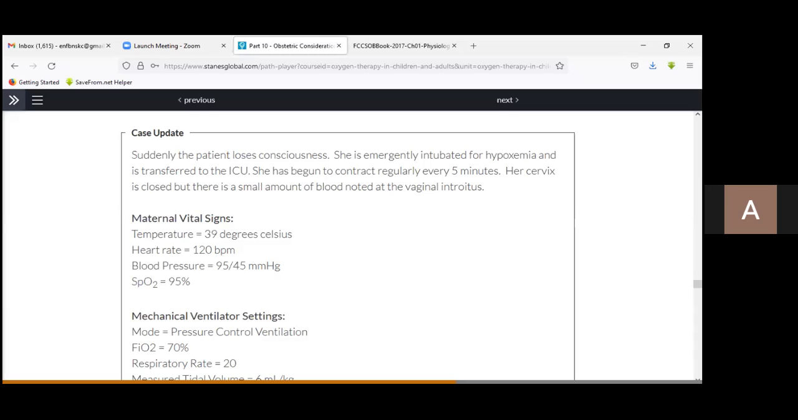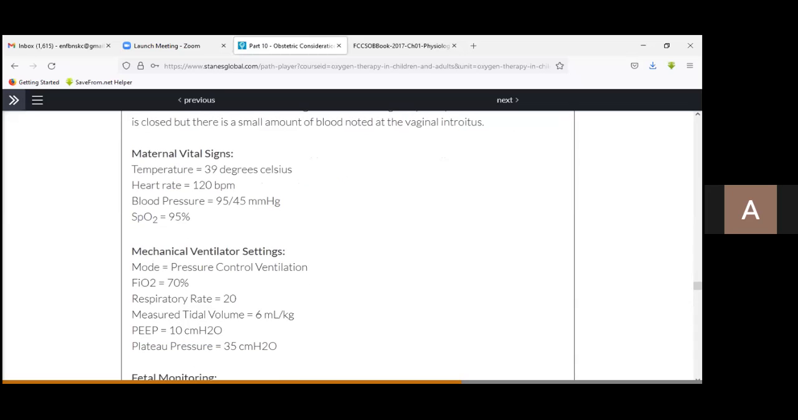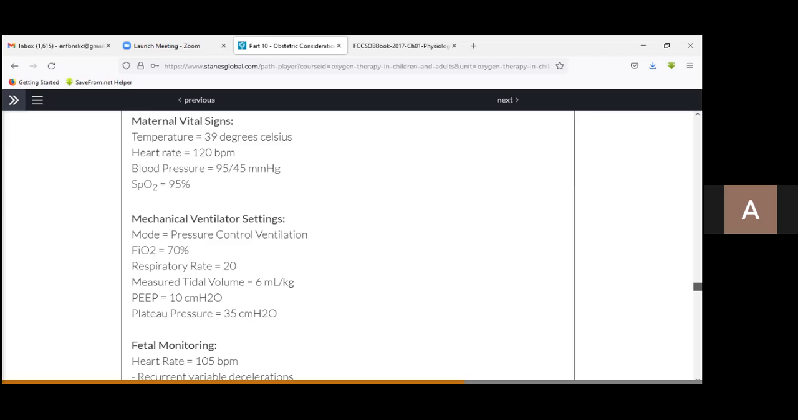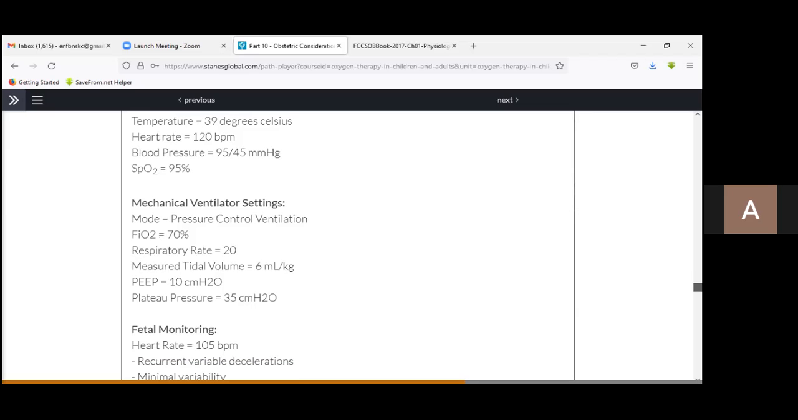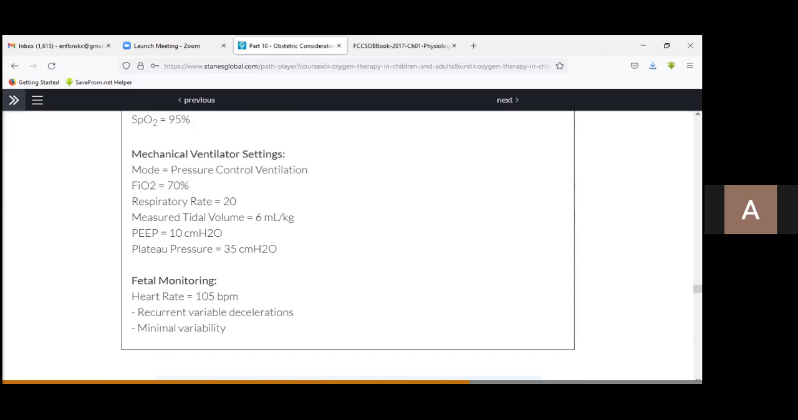Mechanical ventilator settings: mode is pressure controlled ventilation, an FiO2 of 70%, respiratory rate of 20, and measured tidal volume 6 mL per kilogram body weight. And there is a PEEP of 10 centimeters of water that was set, and the plateau pressure reads 35 centimeters of water. The fetal monitoring revealed a heart rate of 105 beats per minute, with recurrent variable decelerations and minimal variability.